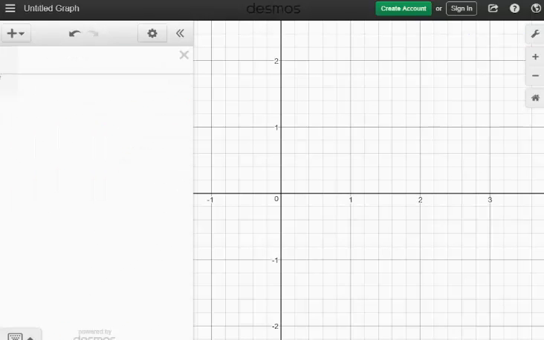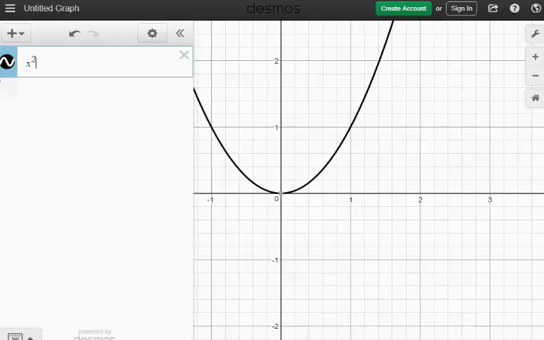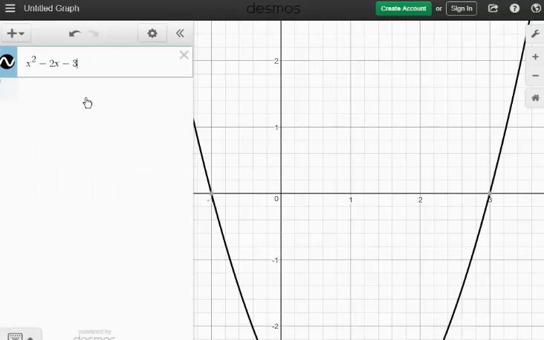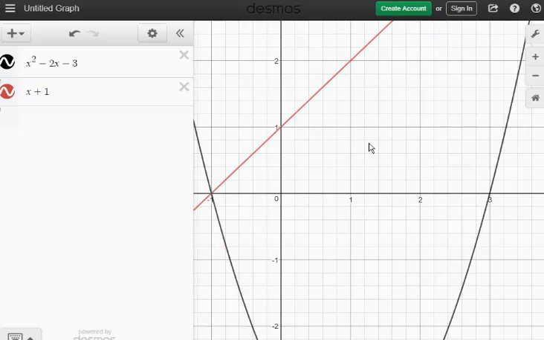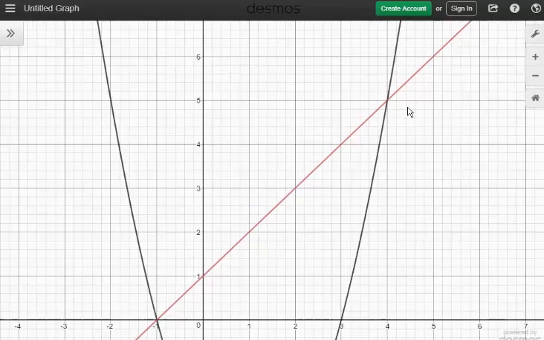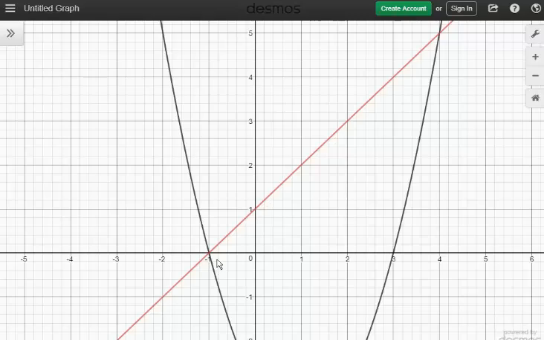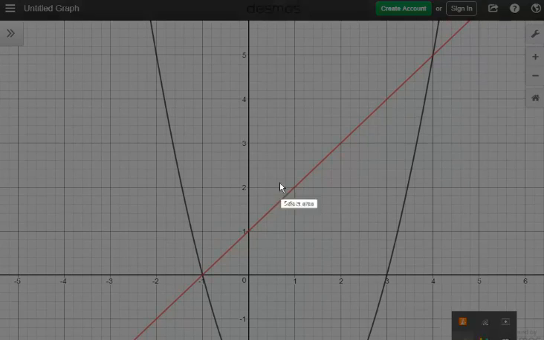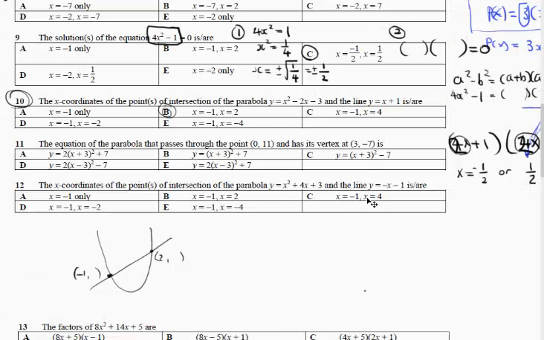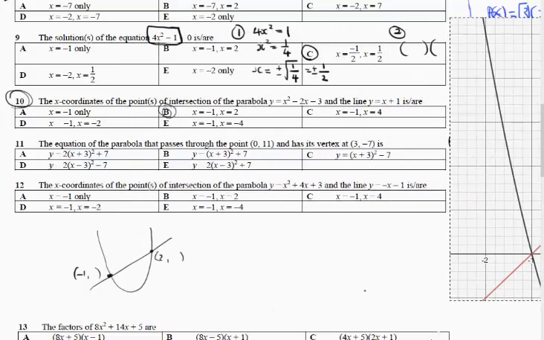So let's have a look. So this is x squared minus 2x minus 3, let's have a look again, that's a minus 3. And the second equation was x plus 1. So you got 2 things right there. This one looks like it's 4, 5, and this is negative 1, 0. So I'm going to copy and paste this into our stuff right here. Okay.